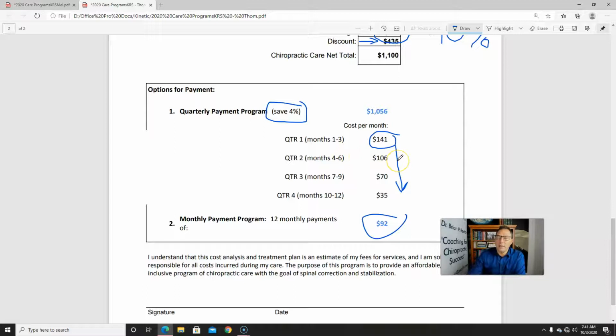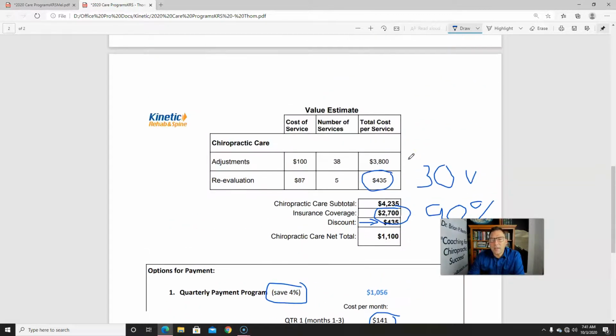So this one is very simple. So let's look at another plan here.